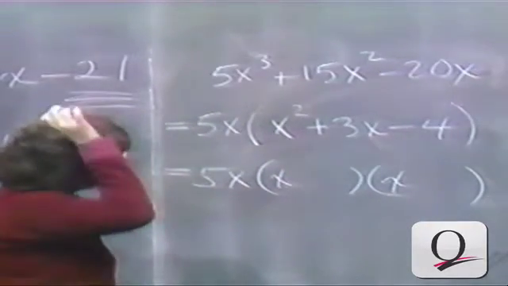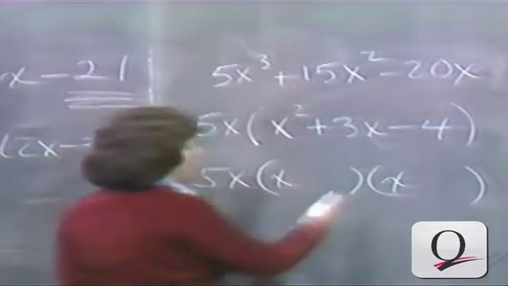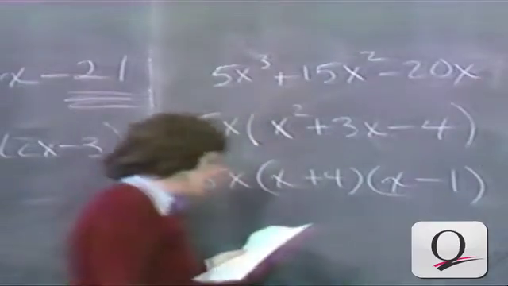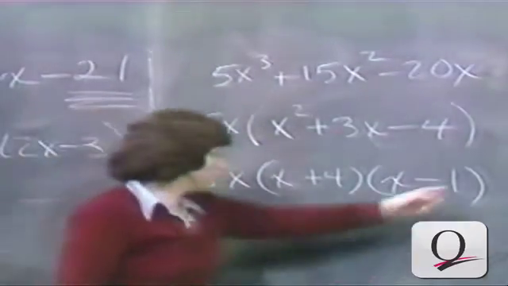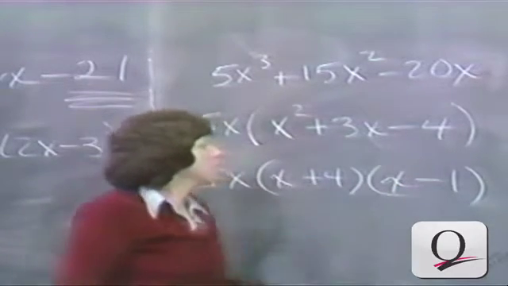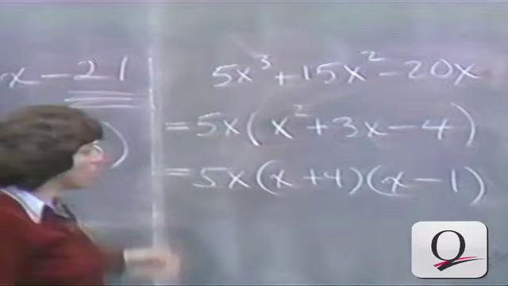Okay, multiplying to minus 4 and adding to plus 3, we're going to have plus 4 and minus 1. You can list all the possibilities. This gives you the minus 1x and the plus 4x, the plus 3x, the minus 4. Nothing, you can list them if you want to.